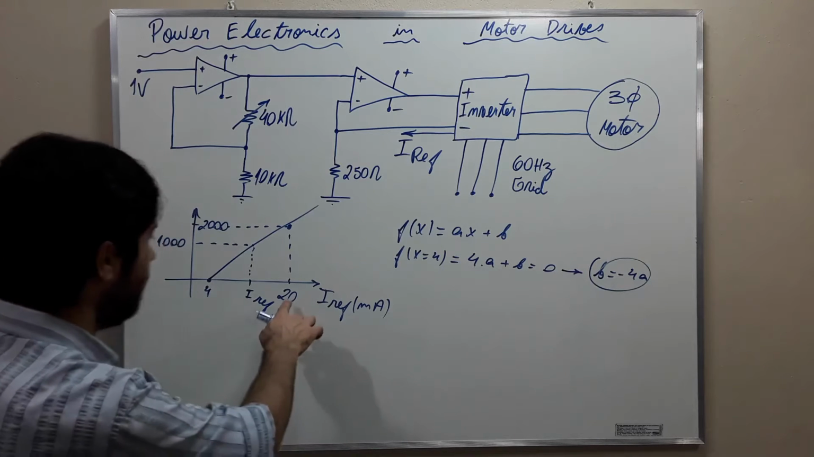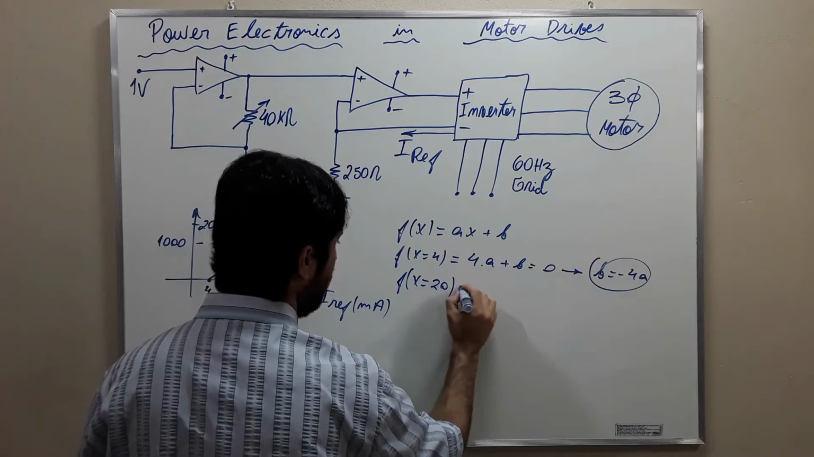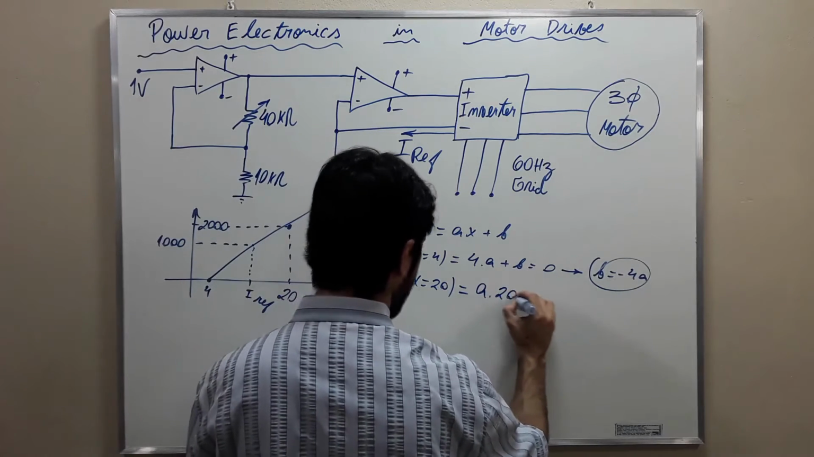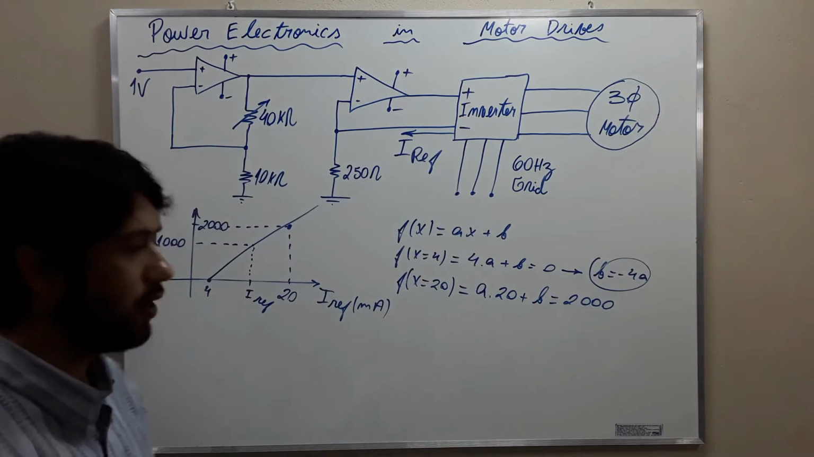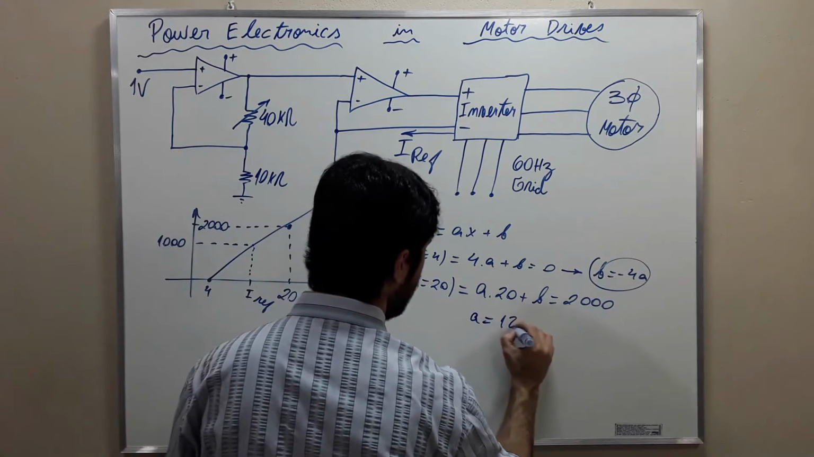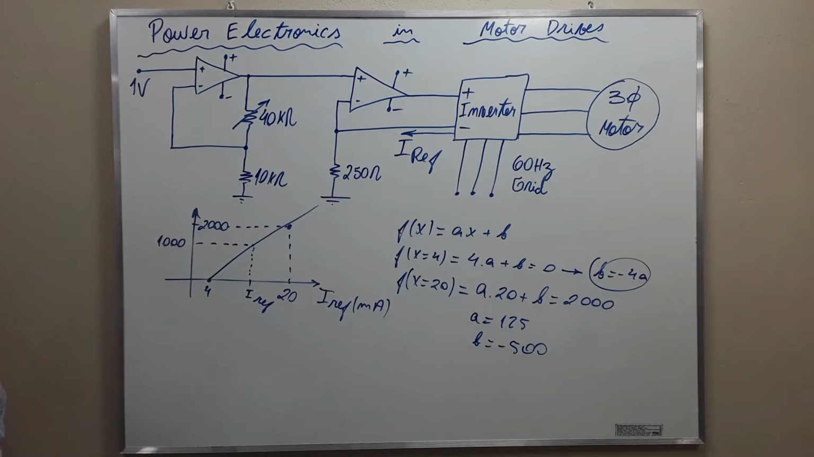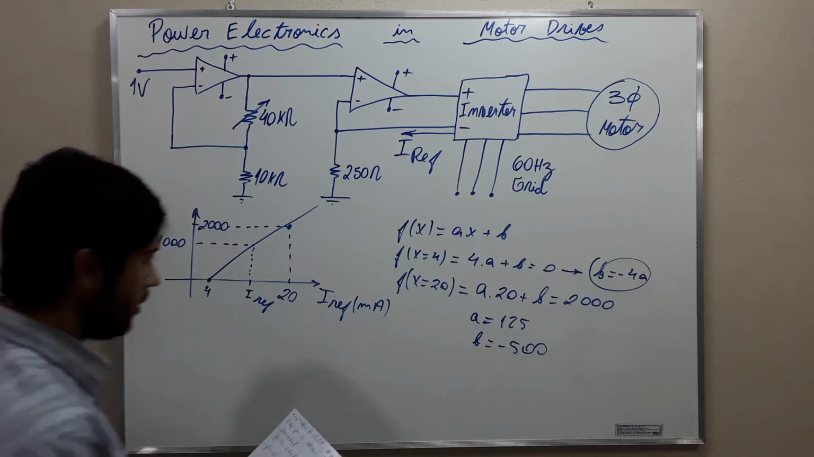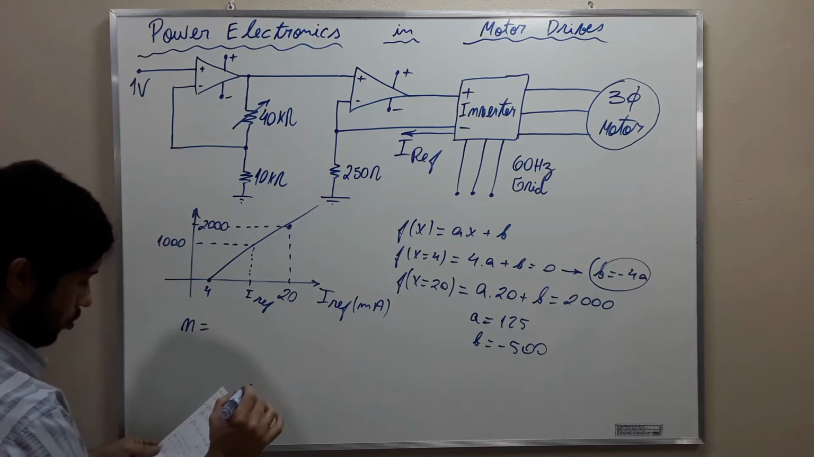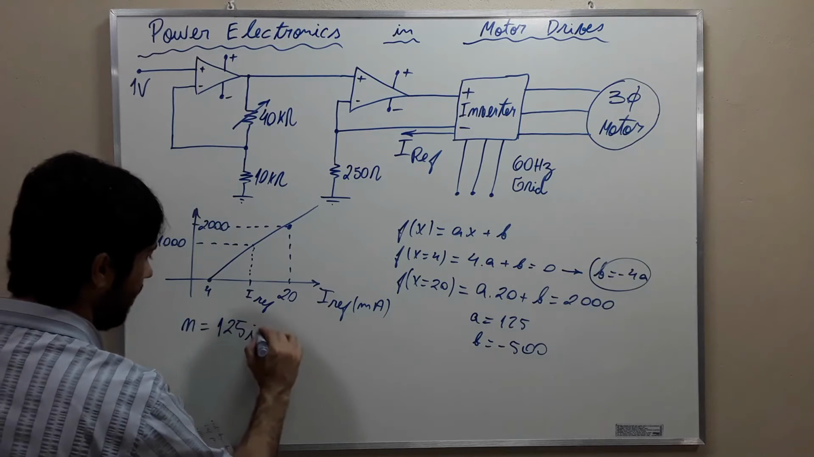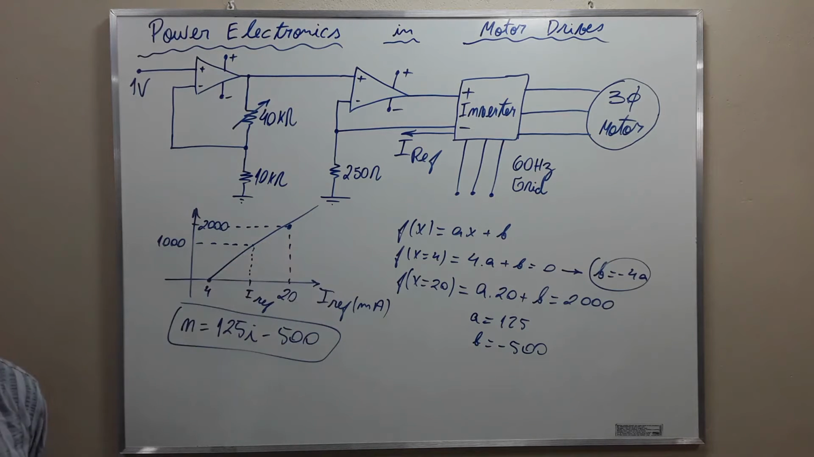And now the other point is this point 20, 2000. f(20) is going to be equal to a times 20 plus b equal to 2000. If we develop this, we get that a is equal to 125 and b equal to negative 500. Are you guys understanding everything? Then this graph here is ruled by this equation, n equal to 125 times I minus 500. This is the linear function that describes this line here.